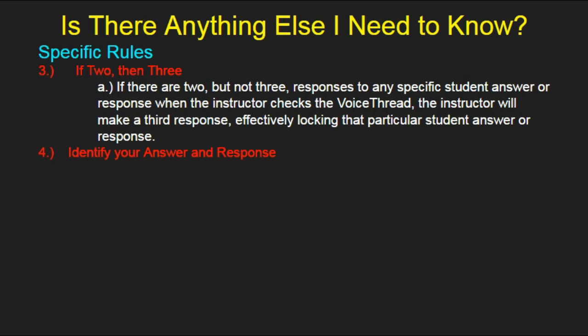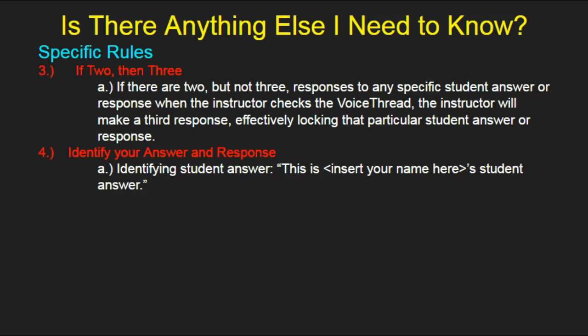Finally, rule number 4 is that you identify your answer or response. I want you to explicitly do something like this with your student answer. You say, effectively, "This is my response." For example, if I were doing it, I would say, "This is Carl Peterson's student answer." I would say that on my particular VoiceThread when I contribute to the VoiceThread discussion. That way I know already that that is what you are doing to complete the VoiceThread discussion student answer aspect.